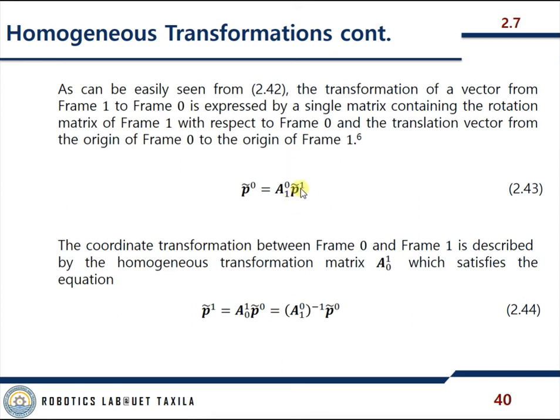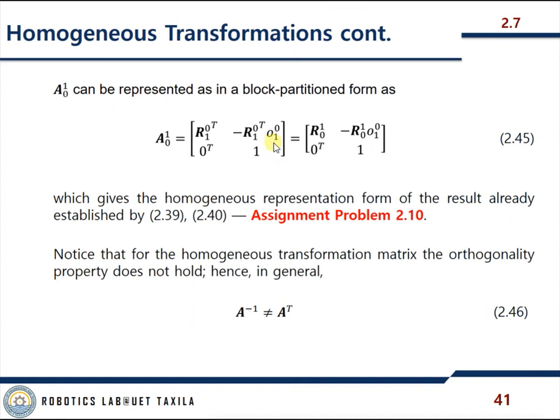So you can go back from frame 1 to frame 0 like this. The only difference from the rotation matrix case is that we have added translation motion. The coordinate transformation between frame 0 and frame 1 is described by the homogeneous transformation matrix A0 to 1, which satisfies the equation. If you want to go in the opposite direction, from P0 to P1, you get this thing. It is important to note that this is not equal to the transpose. So A10 is equal to this, which gives the homogeneous representation from the result already established by 2.39 and 2.40.